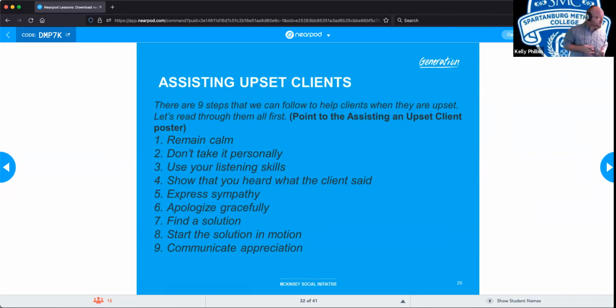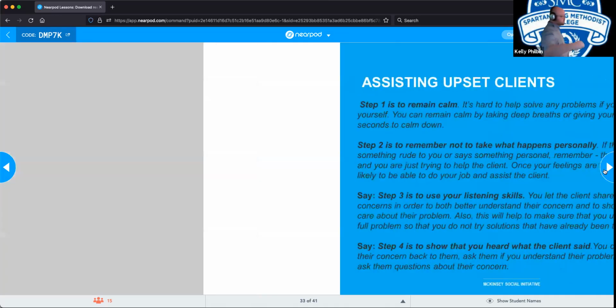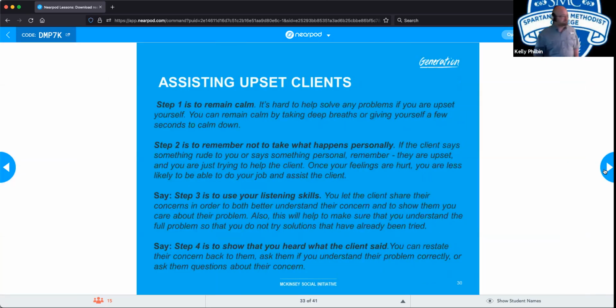Try to find a solution. Start the solution in motion and give them an idea as to what can be expected while working through the solution. And then communicate your appreciation that they chose you over everyone else out there to help support them in this issue. Questions so far? All right.